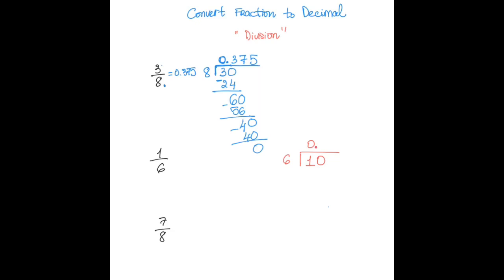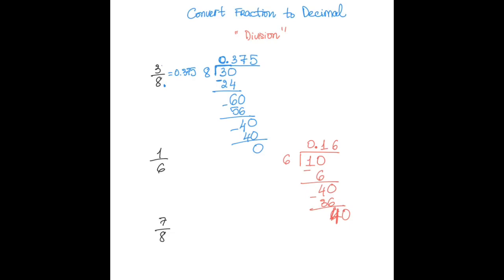10 divided 6, 1 times 6 is 6. So 2 times 6, 12, so 1 is good. 1 times 6, you got 6. You minus 6, you got 4. You borrow a 0, so you can continue to divide. 40 divided by 6, you got how much? 6, right? Because 7 times 6 is 42. So 6 times 6, 36. Keep subtracting them. And you minus, 40 minus 36, you got a 4.